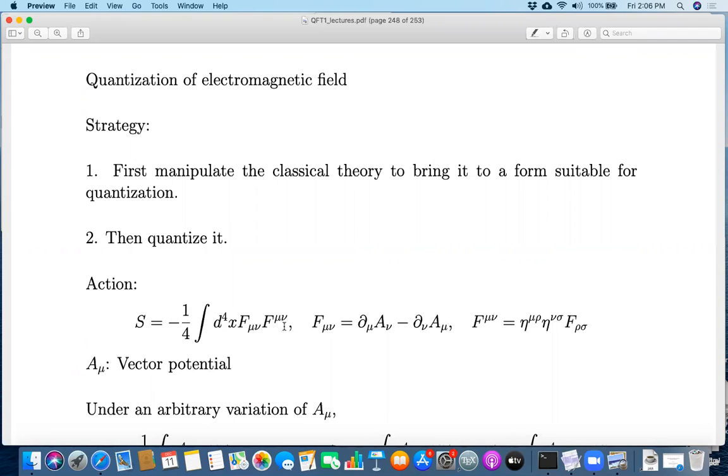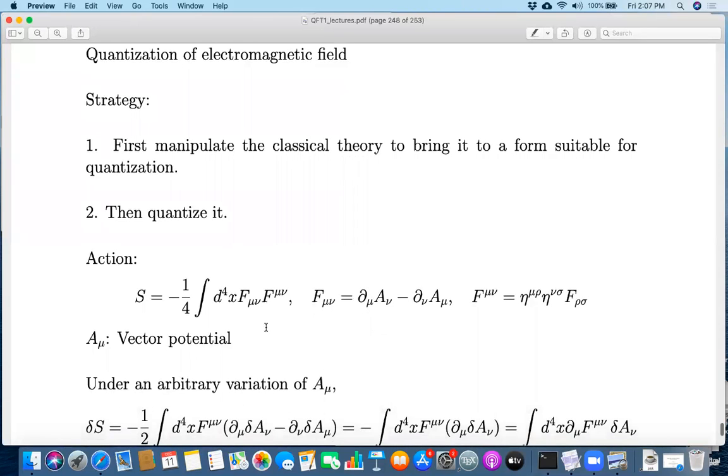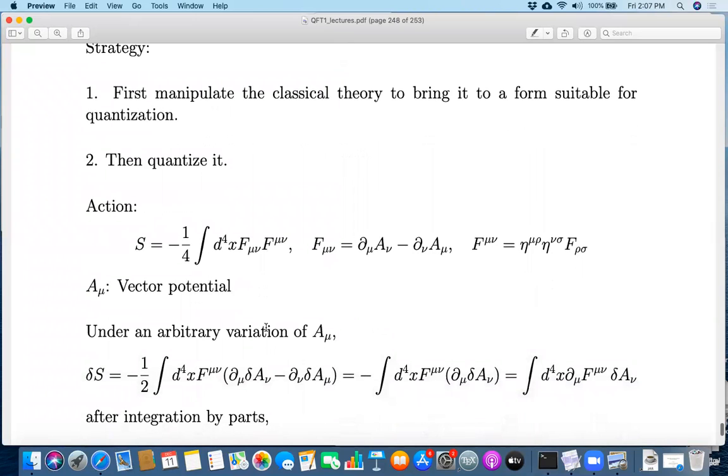Now, I have just proposed that this is the action. Let's check that this action gives the correct equation of motion. And here we are talking about just free Maxwell's theory, no coupling to anything. Eventually, of course, we'll want to couple it to other things. So let's check if this action reproduces correctly the equations of motion.